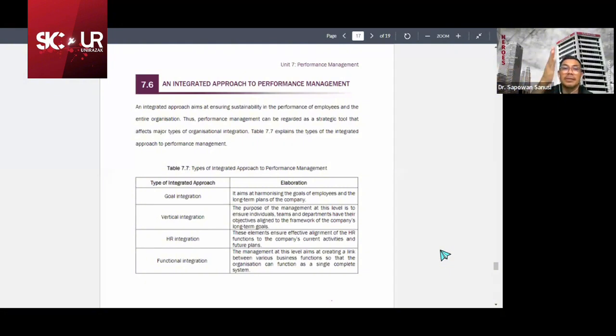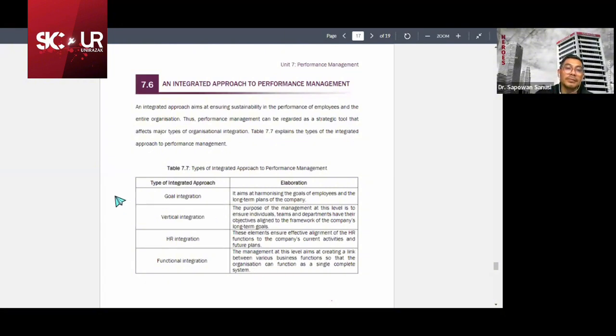Dia makin lama, makin ke bawah. The last part is functional. Okay, functional saya dah kata tadi macam mana nak buat kerja. On the low level management, level aim to creating a link between various business function to the operation. First kali simple je lah.